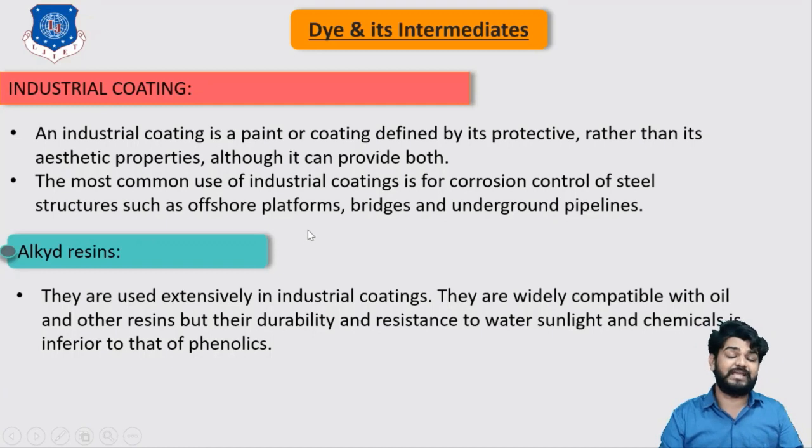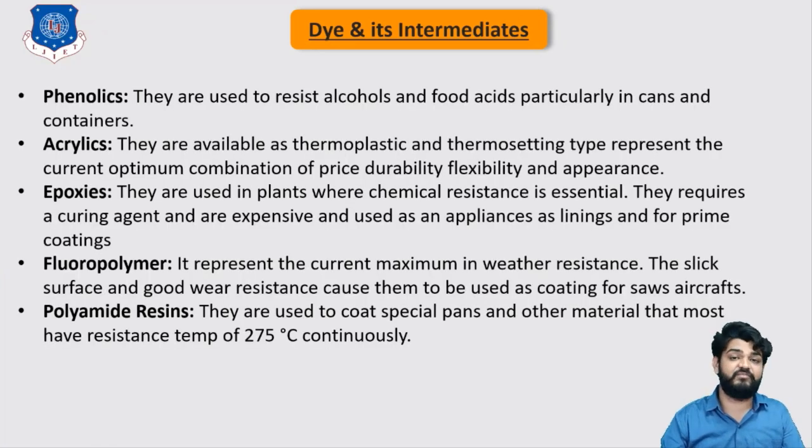This industrial coating can be classified in many ways. The first one is the alkyd resins. They are used extensively in industrial coating. They are widely compatible with oil and other resins. But their durability and resistance to water, sunlight and chemicals is inferior to the phenolics. Later we will understand what we mean by the phenolics, but alkyd resins are very much inferior to them. So we can say that phenolics come one level above, and these alkyd resins come under them. So let's understand what we mean by the phenolics.